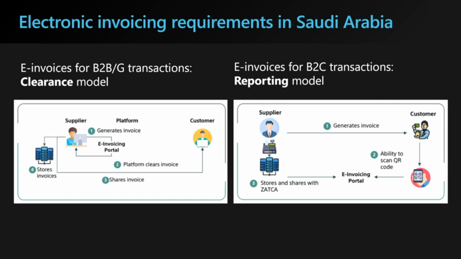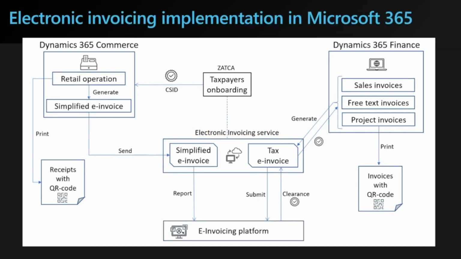Buyers will also be able to validate invoices by themselves, scanning QR codes with a special application. This application will be provided by ZATCA and is not in the scope of Dynamics 365 or any other solution. On the next slide, we will look at the specifics of invoice implementation in Dynamics 365. Two functional areas of Dynamics 365 are involved: finance part on the right side of the picture and commerce part on the left.